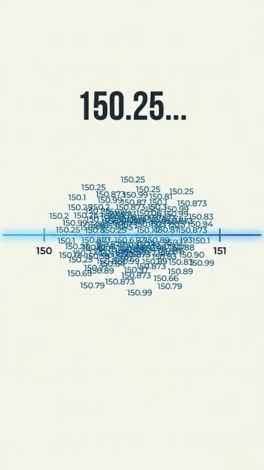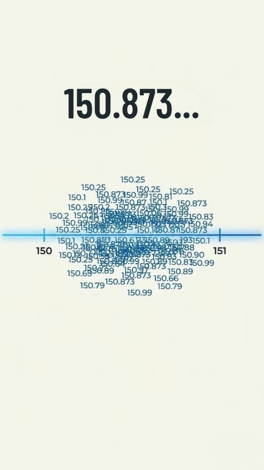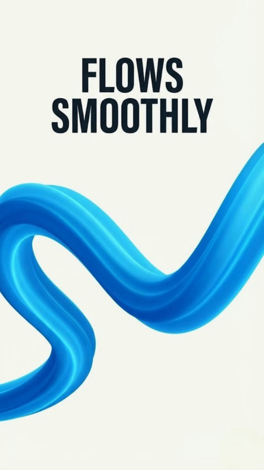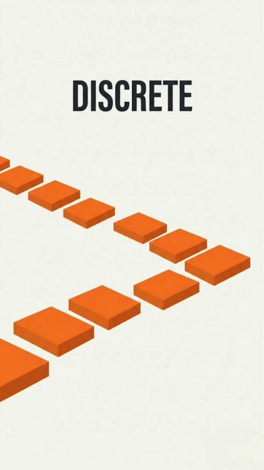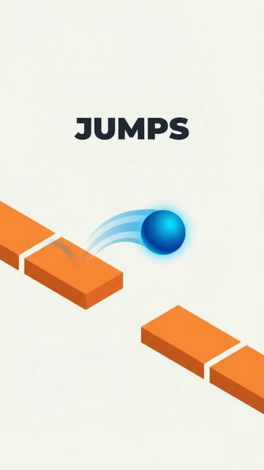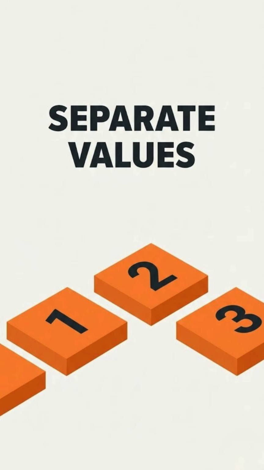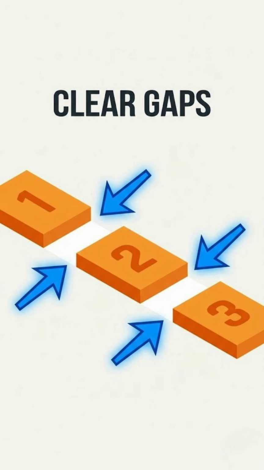150.1, 150.25, 150.873, and so on. That is why we call it continuous. It flows smoothly without breaks. Now compare this with a discrete variable. A discrete variable changes in jumps. It takes specific separate values. There are clear gaps between them.